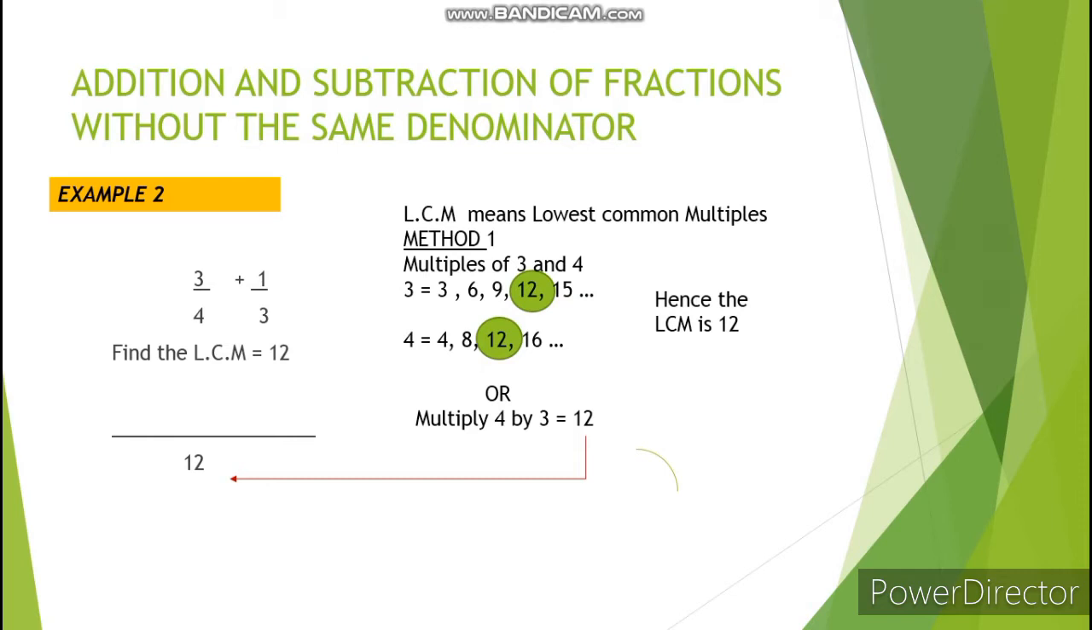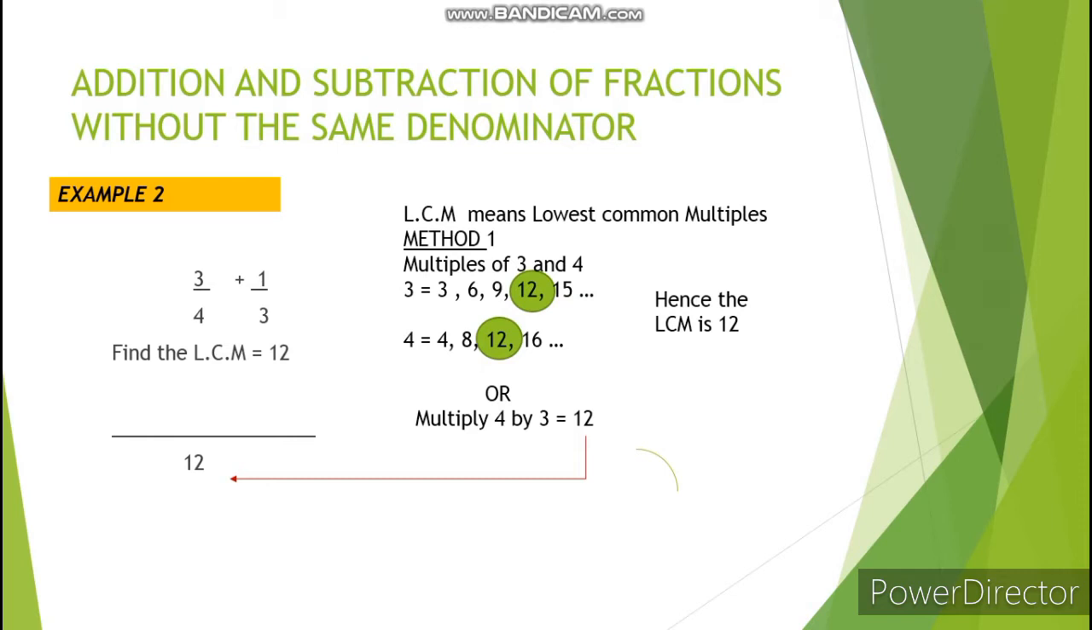So while looking for the common ones among the multiples of 3 and of 4, I spotted 12 and 12. So 12 is common in both 3 and 4, and so I picked it down. Or another thing you can do to get the lowest common multiple is either you do the first method, or secondly you can just multiply the two denominators together. That is 4 times 3, which is 12. You can see they're the same. Use whichever is applicable to you. So we'll draw a line and add the lowest common multiple underneath, and we'll start solving from there.